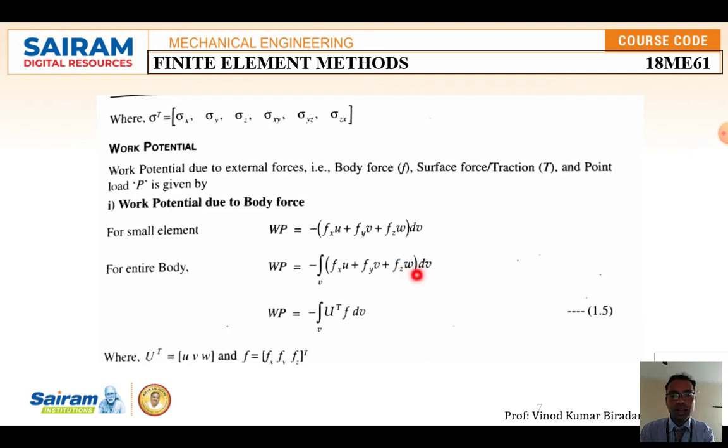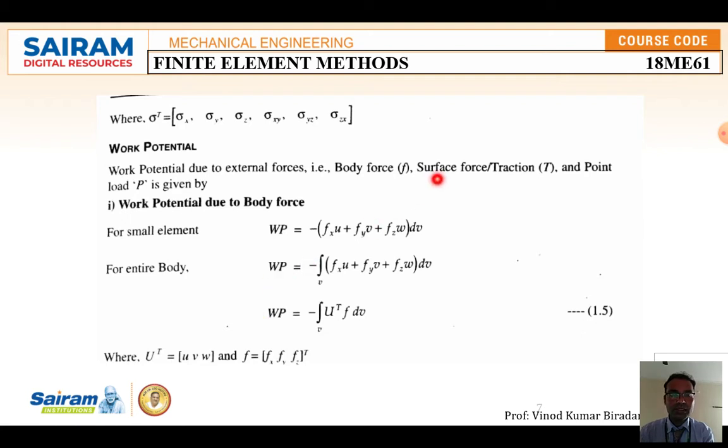Okay, so again if you modify this, the work potential is equal to minus the integration of capital U of t transpose f dV. Here U of t is nothing but u, v, w, and f is equal to f_x, f_y, f_z transpose. Here u is the displacement along the x direction, v is the displacement along the y direction, and w is the displacement along the z direction. So this is the work potential due to body force.